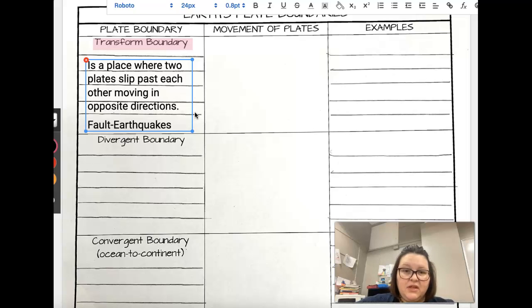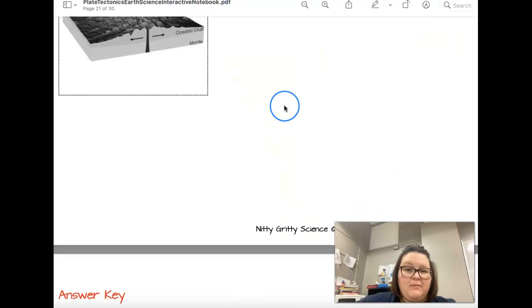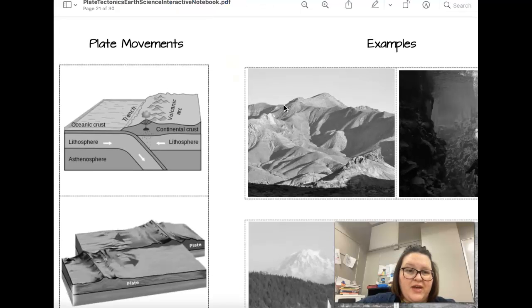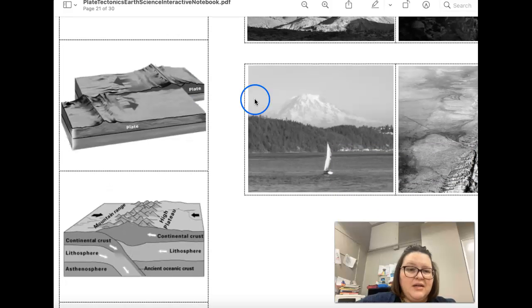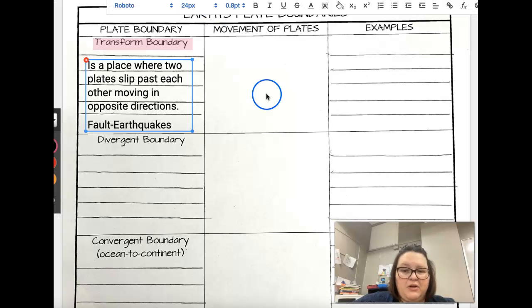So, what you're going to need to do now is look at the pictures you have. This next column says movement of plates. So you're going to cut out the following picture. You're going to have a picture that looks like this. So I'm going to show you real quick. I'm highlighting it. I'm going to cut it out. I'm going to go back to my paper, and I'm going to place it right here.